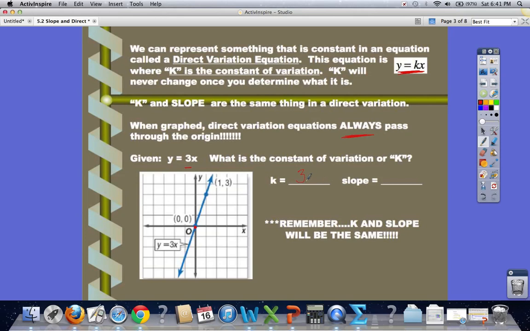Okay, if k is 3, that means in a direct variation that the slope is also 3. Remember, in a direct variation, k and slope will always be the same.